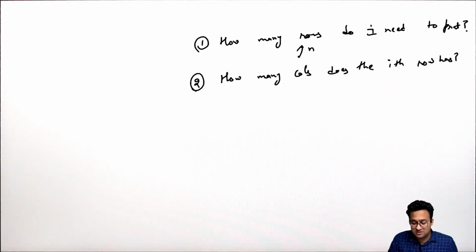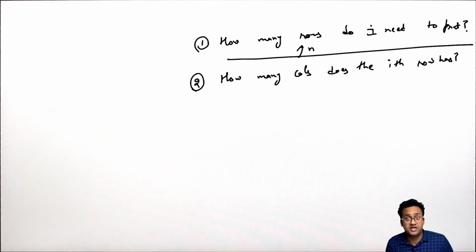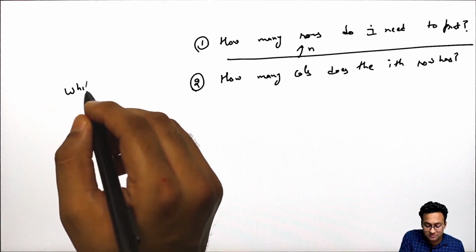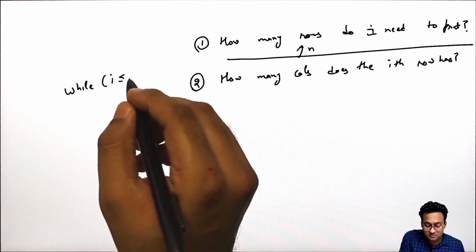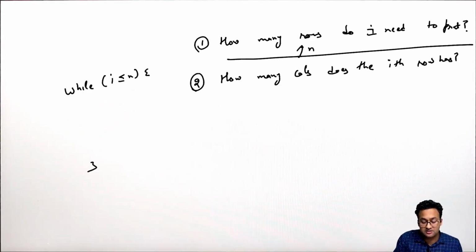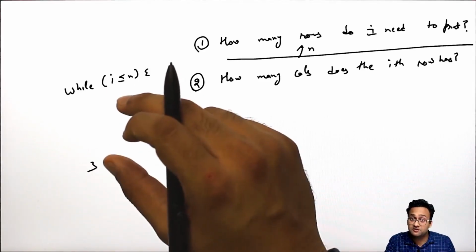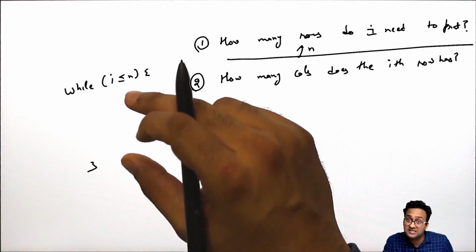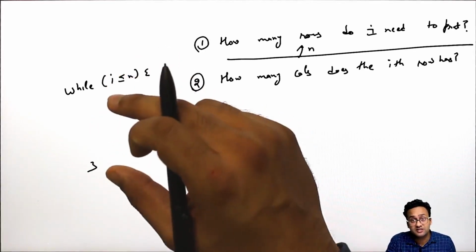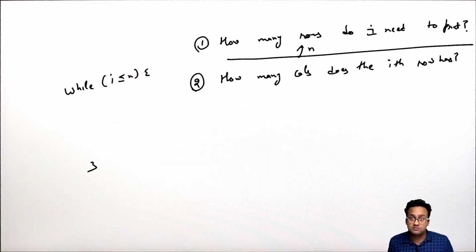So what happens is, as soon as I have figured out I need to print n rows, I'll basically make a loop which looks something like this. This is my loop representing when I is 1, I want to print the first row. When I is 2, I want to print the second row. When I is 3, I want to print the third row, and so on.